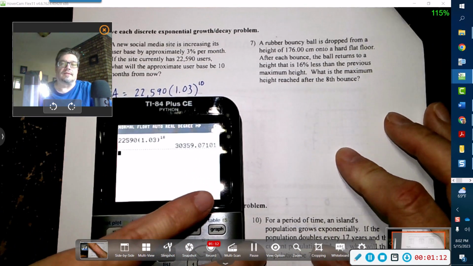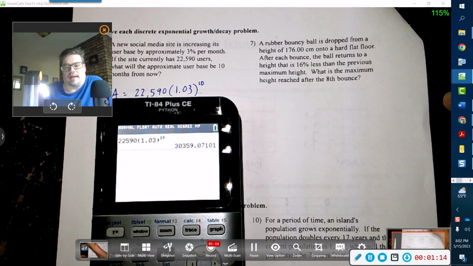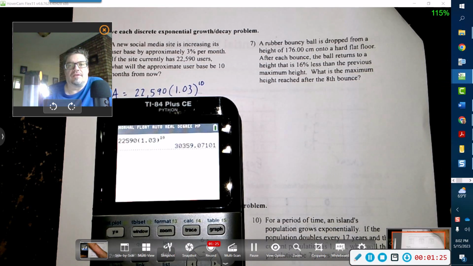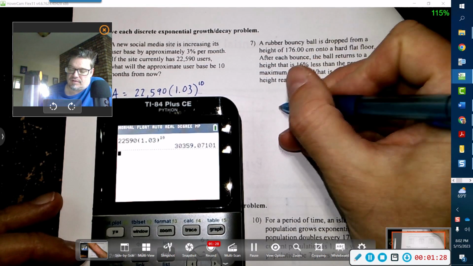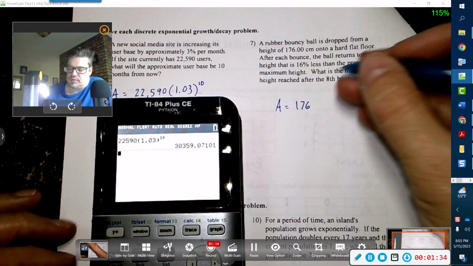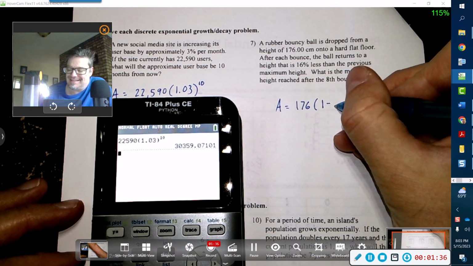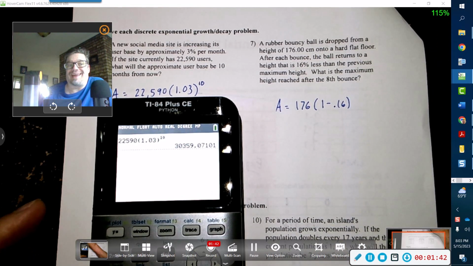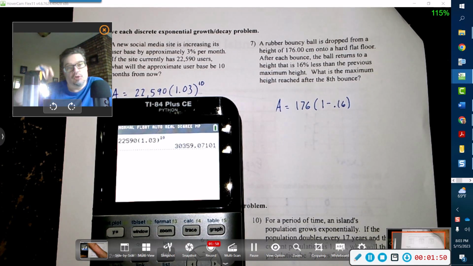All right, a rubber bouncy ball is dropped from a height of 176 centimeters onto a hard, flat floor. And after each bounce, the ball returns to a height that is 16% less than the previous maximum height. So that's interesting. We start off at a certain height, and I'm not even going to bother putting the decimals. It's going to decrease by 16%, which means 1 minus 0.16 is 0.84, so every time the ball bounces, it's 84% of what it used to be, because it loses 16%.